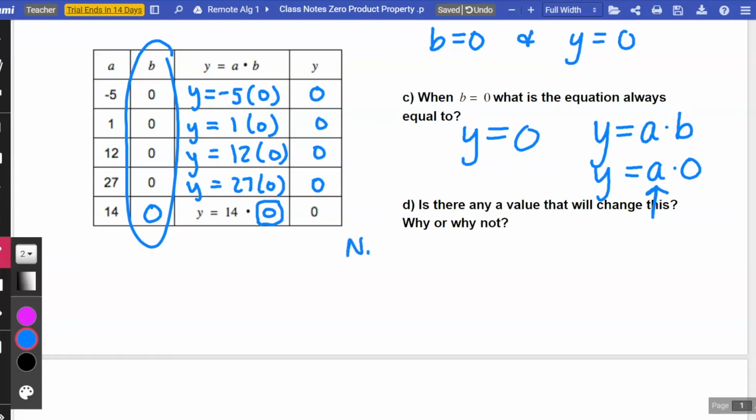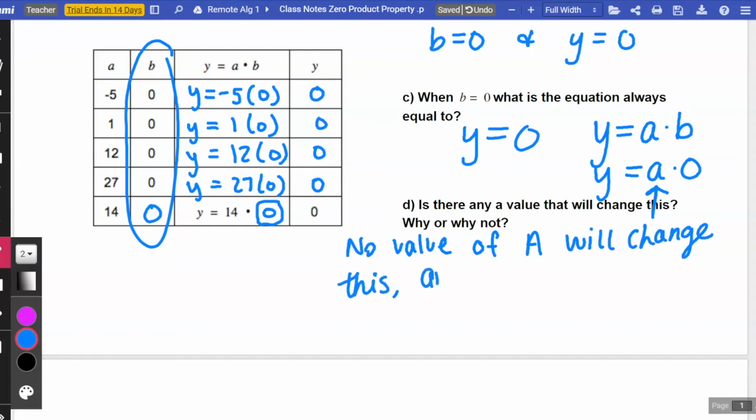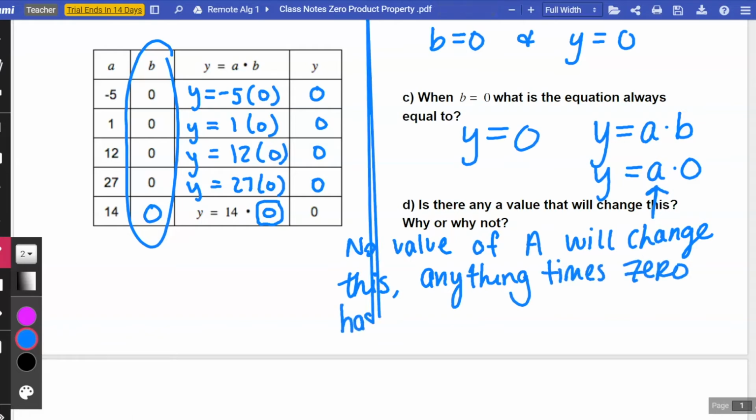So no value of a will change this. Anything times 0 has a product of 0.